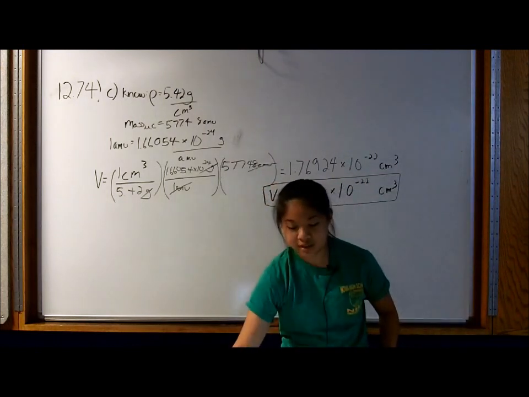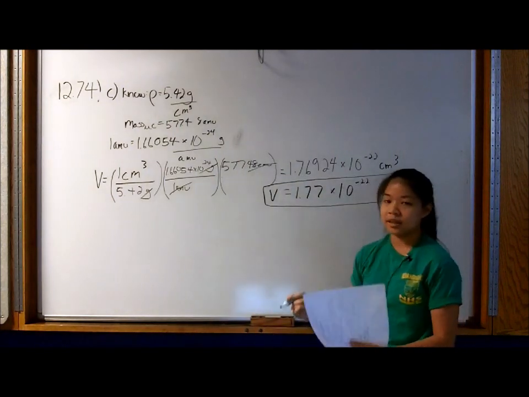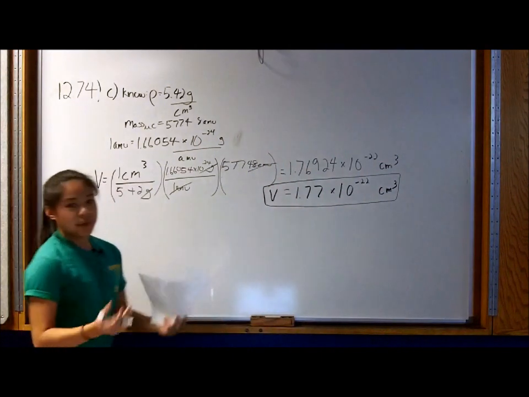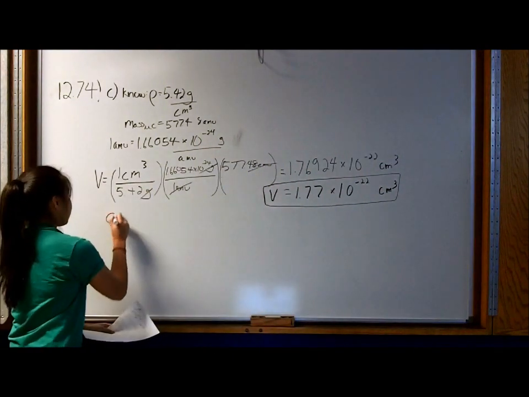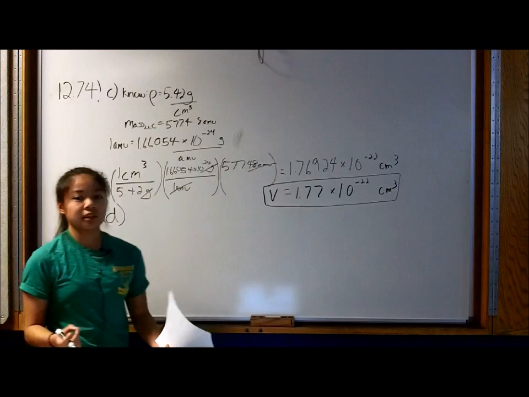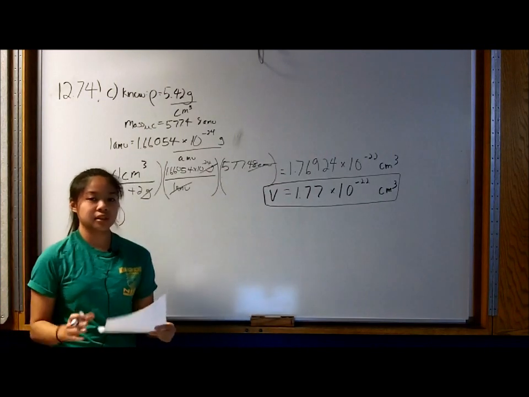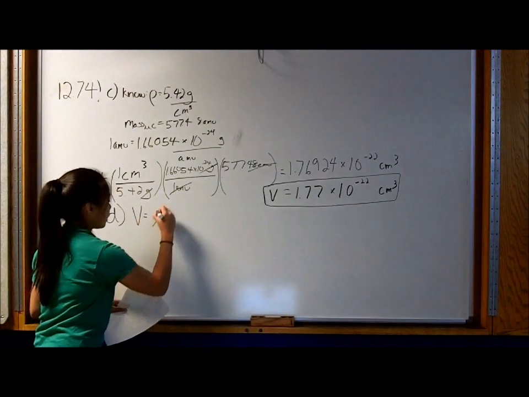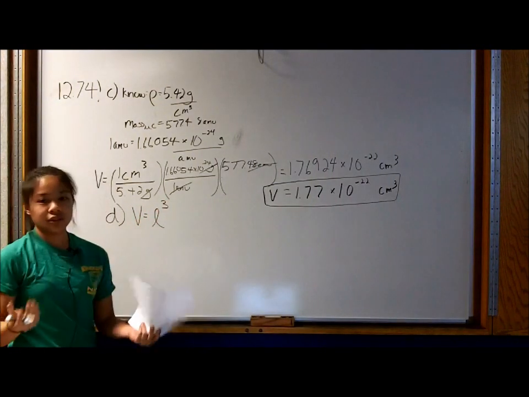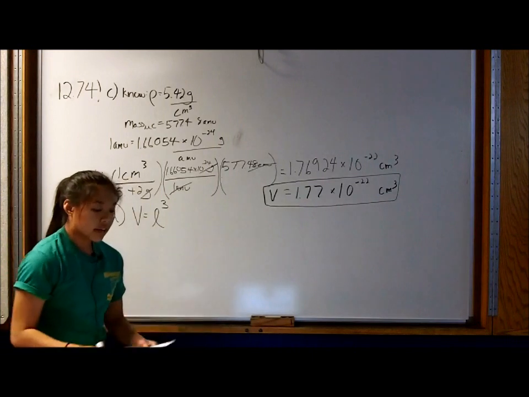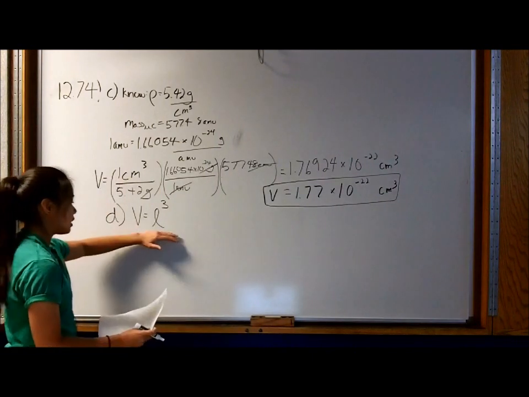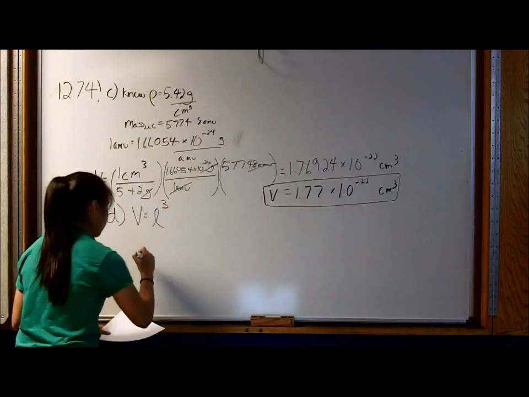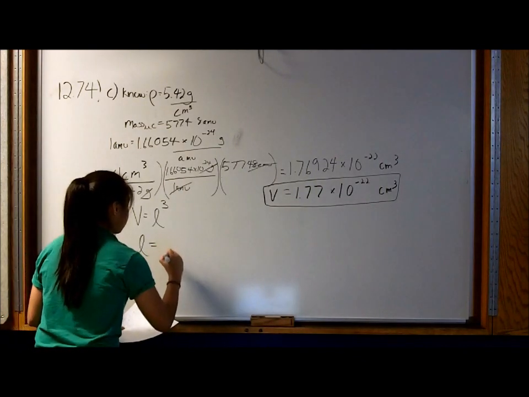In part D, now they ask, what is the edge length of the unit cell? This is just going back to basic geometry. The volume of a cube is essentially the length cubed. So for a cube, the volume equals L cubed, and L stands for the length of the side. That's what we want to find. So we're going to isolate this L by taking the cube root on both sides, and then you get L equals the cube root of V.